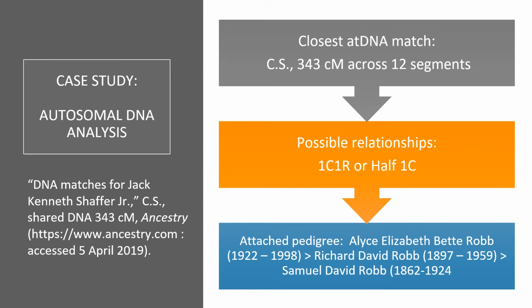And what caught my attention, of course, initially was the surname of Robb. And this attached pedigree showed that there was an Alice Elizabeth Betty Robb, who was the daughter of Richard David Robb, who was the son of Samuel David Robb. And so this gave me an excellent hypothesis to start researching.